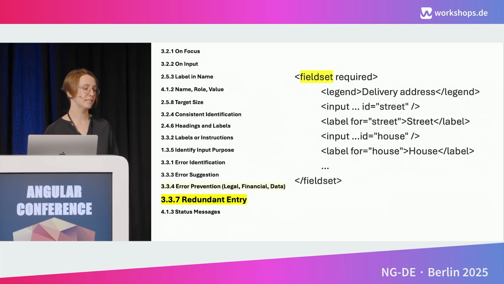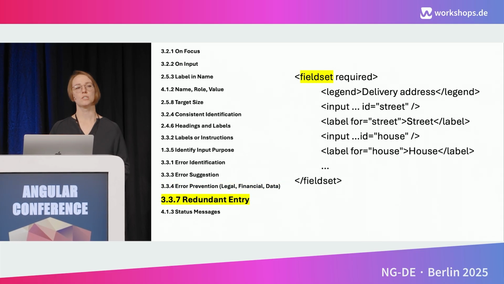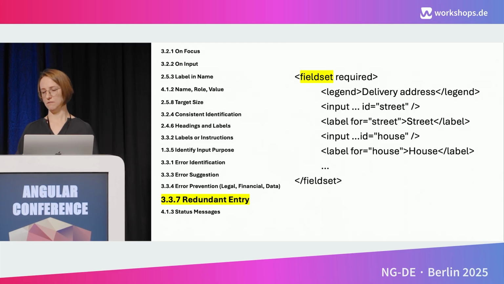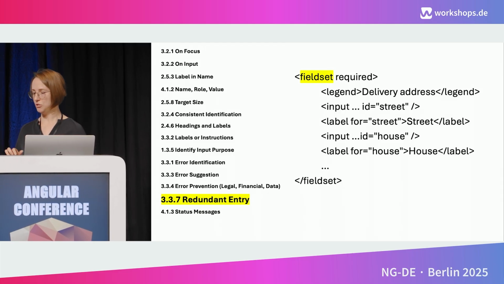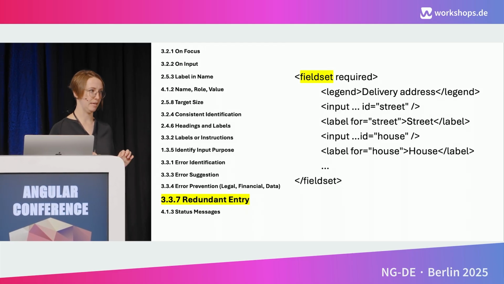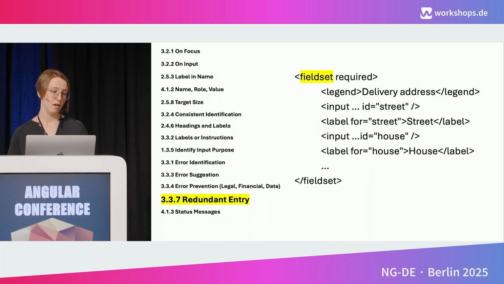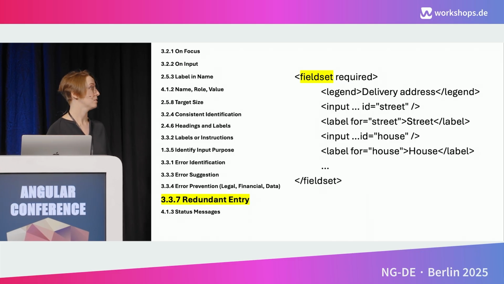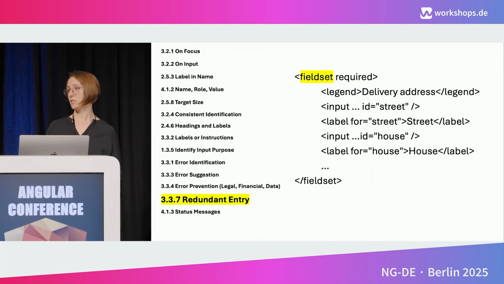Next one, redundant entry. Whenever the user enters user-specific data within a session, we should not force them to re-enter this data again. We should take it over, maybe pre-fill it if we already know the customer, etc. And one of the classical examples of that is the billing address and the shipping address.